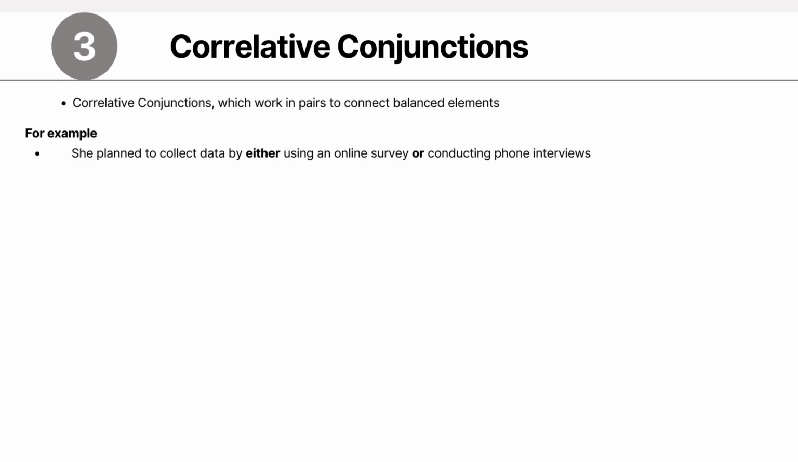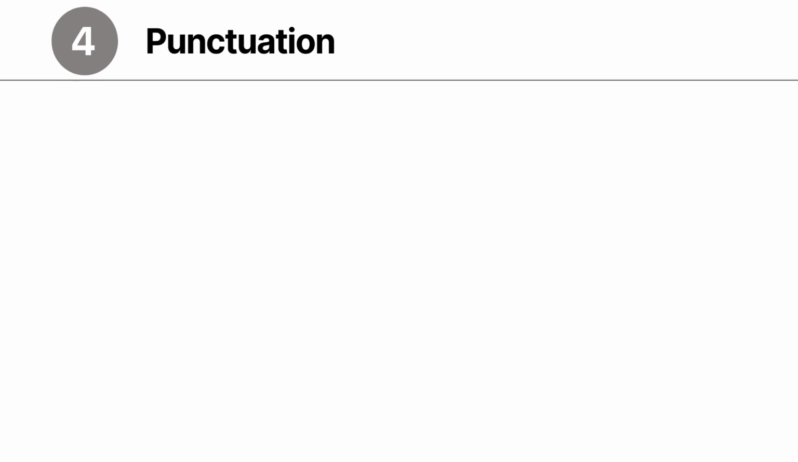For example, "She planned to collect data by either using an online survey or conducting phone interviews" ensures that both options are presented in the same grammatical form. Let's not forget about punctuation.